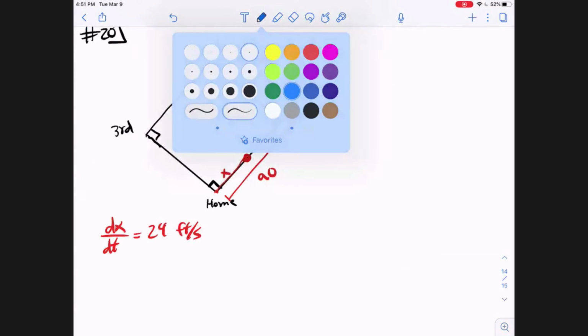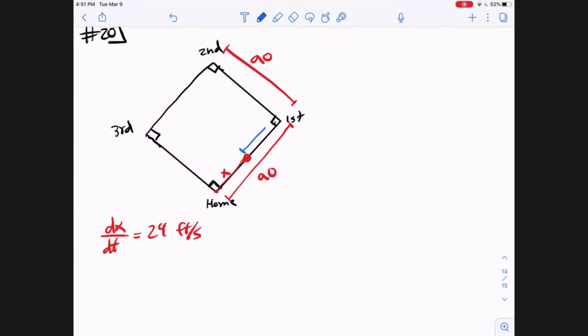What would this distance be from where he's at to here? Should it be negative 24 because the distance is getting smaller? No, X is getting larger. He's going home to first. Isn't that red line segment getting larger? Oh, okay. Yeah.